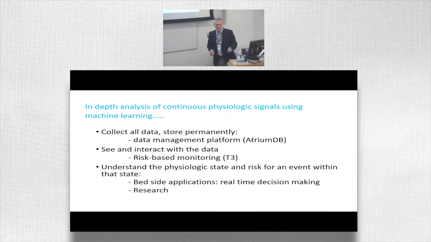That means you need a data management platform that can handle that, and Bobby and Andrew and the team have developed that. We want to see and interact with the data, and that's where we have a risk-based monitoring like T3. And then we need to understand that physiologic state of the patient and what the risk for an event is within that state. Too often we're trying to anticipate what the event is. You've got to go back a step and say, what's that physiologic state? And within that state, what's the risk for the event? And it has to be available at the bedside, so you guys can make real-time clinical decisions. And of course, it has to be there for research as well.